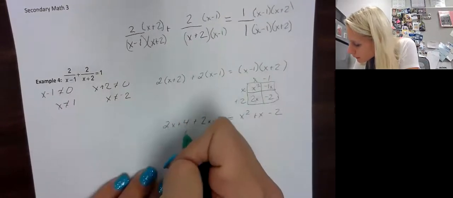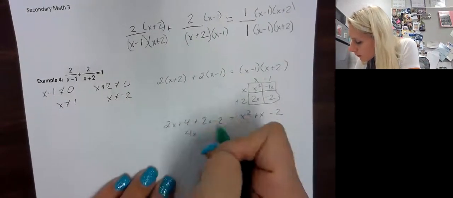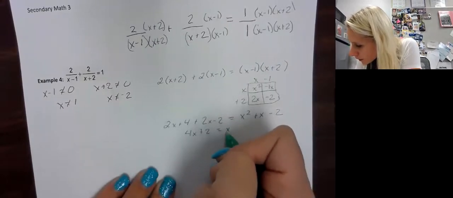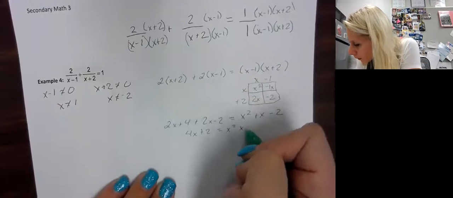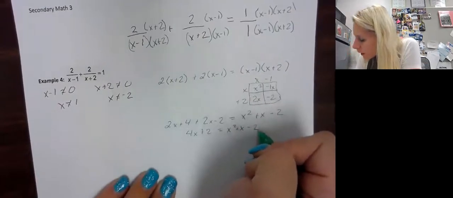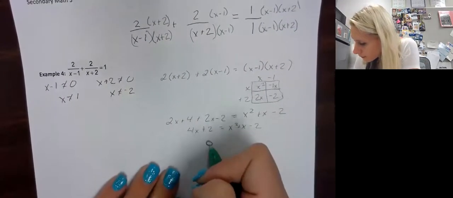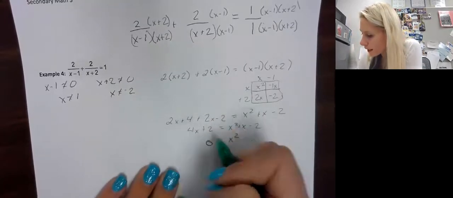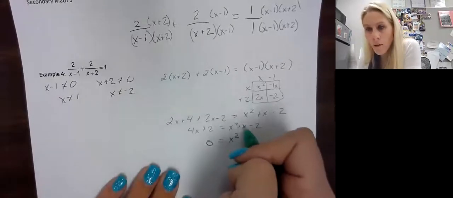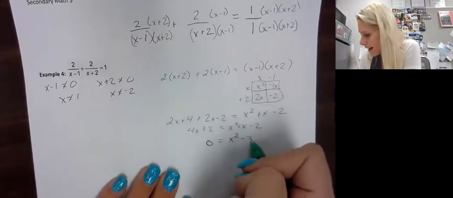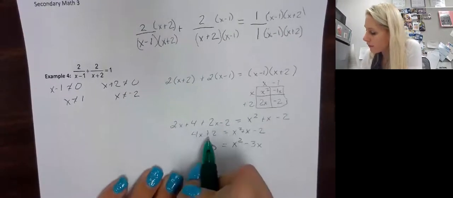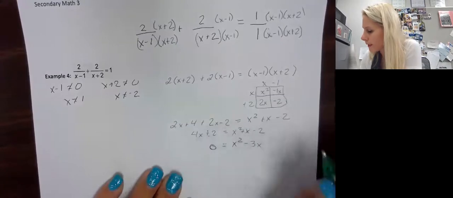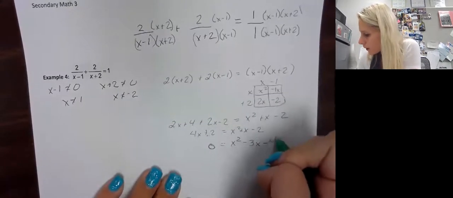All right, let's do this. 2x plus 2x is 4x. 4 minus 2 is plus 2. Now I'm going to move everything over. So I'm going to have 0 on my left side. x squared stays. Now I'm going to subtract 4x from both sides. So if I subtract 4x from here, I get negative 3x. And then if I subtract 2 from both sides, I get negative 4.